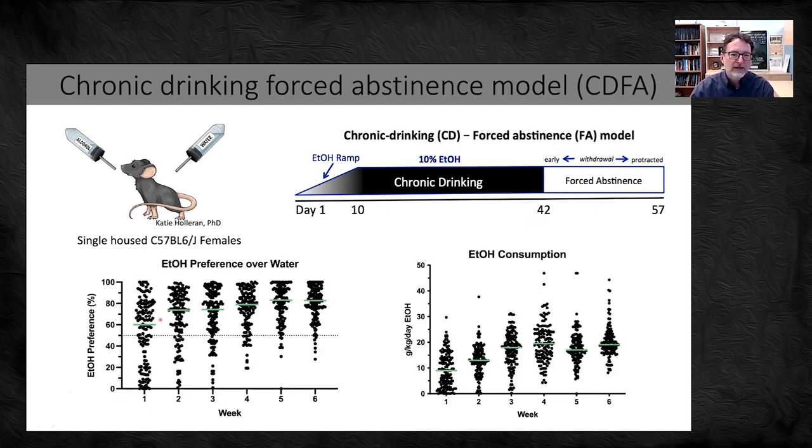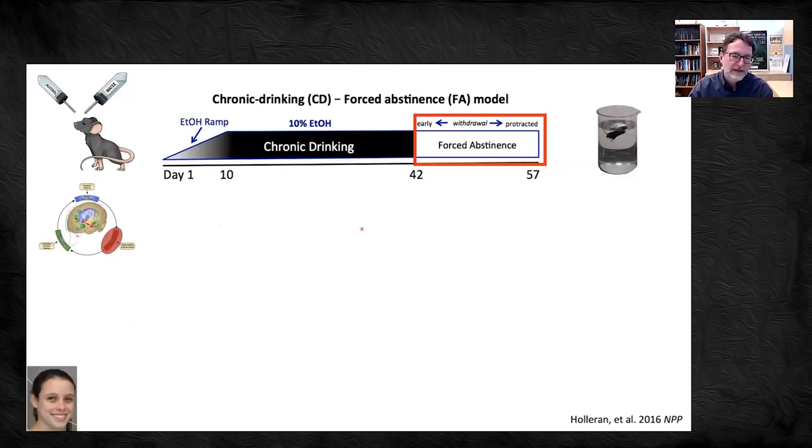You can see that during the chronic drinking phase, these female mice develop a high preference for the ethanol bottle compared to the water bottle, and will consume substantial quantities of alcohol, particularly from week 3 on in this chronic drinking phase. It's the forced abstinence phase that we're particularly interested in, and in the idea that negative affective phenotypes might emerge during this phase.